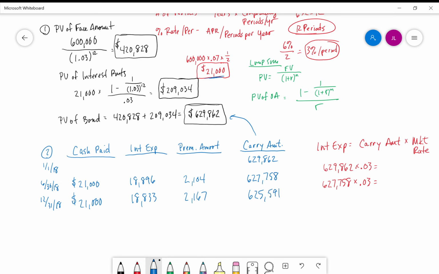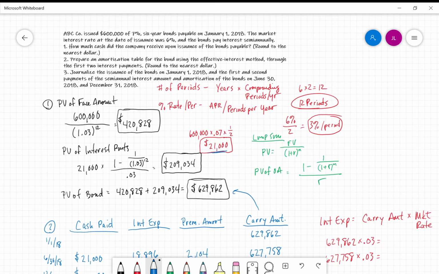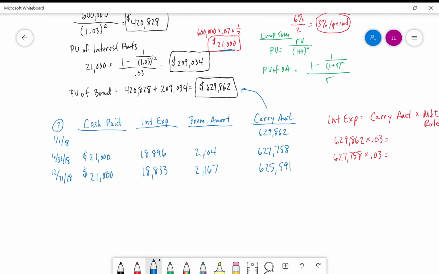So that's now our carrying amount. Now, if we continue this amortization table throughout the 6 years, it is 6 years, right? The last payment we have on this bond will coincide with the maturity date of the bond, which is when we have to pay the full amount out, and the carrying amount will be $600,000. So this is number 2. This is an amortization table for the first two interest payments on this bond.